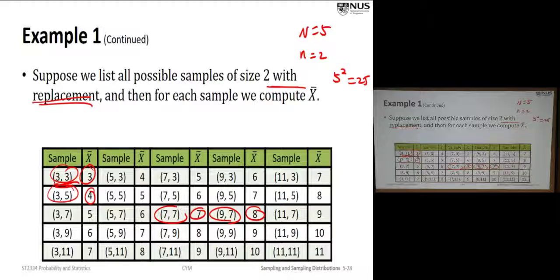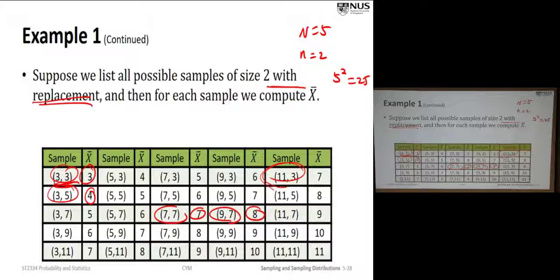So what is the chance that you got this sample? All these samples are equally likely, so it's 1 over 5 squared, or 1 over 25 for each one. Then the next question is, what is the distribution of x bar? Or before that, what is the probability of x bar equal to 7?